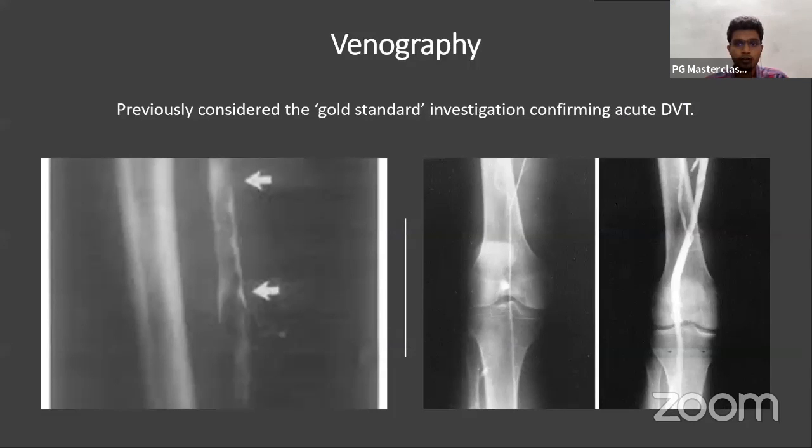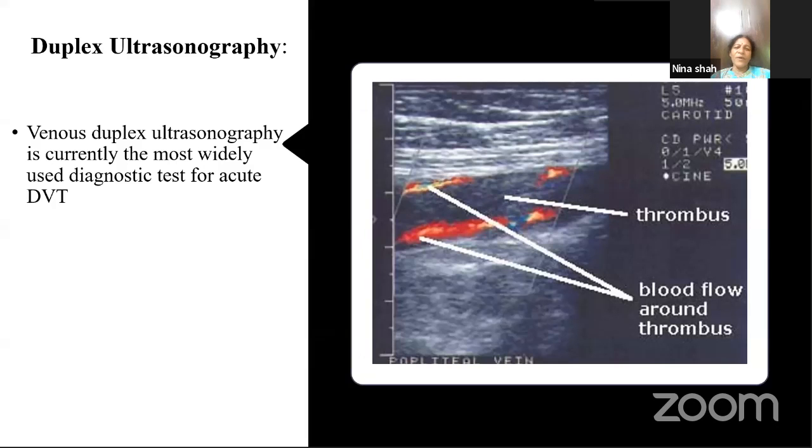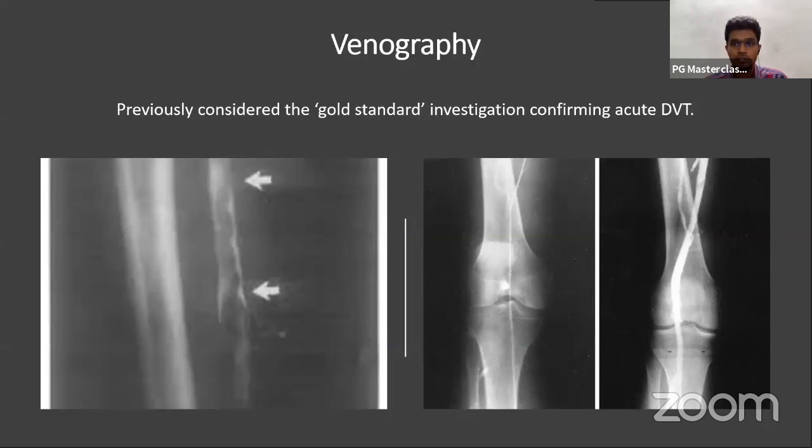Go ahead. Sir, venography was previously considered the gold standard investigation for confirming acute DVT. A venous catheter is placed, and usually an iodine-based dye is injected, and then under fluoroscopic or X-ray guidance, the patency of the vein is checked. Absence of flow in the vein confirms that the patient has a deep venous thrombosis. Is it done nowadays? Have you seen any journal, ma'am? Nowadays it is not used now.